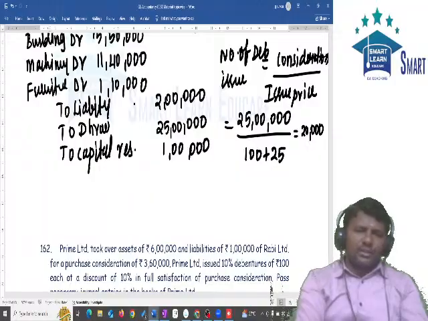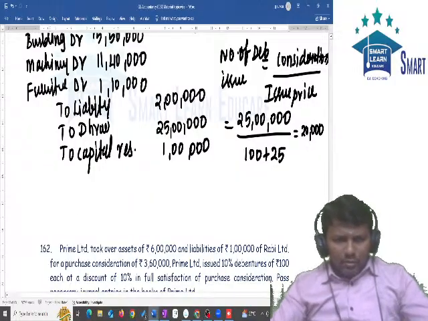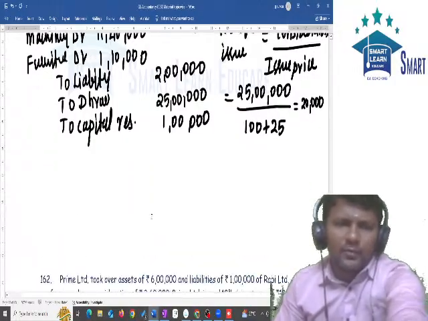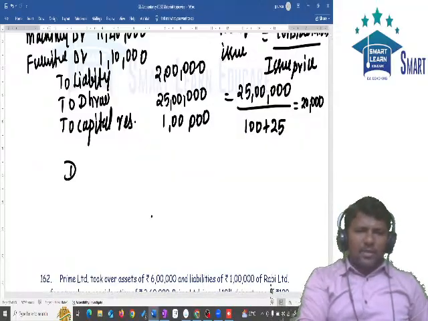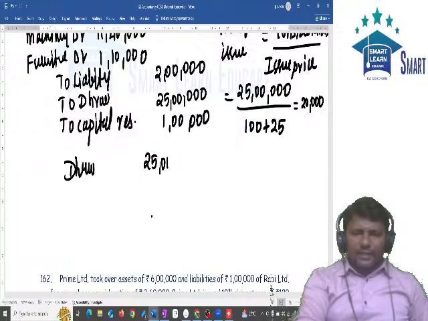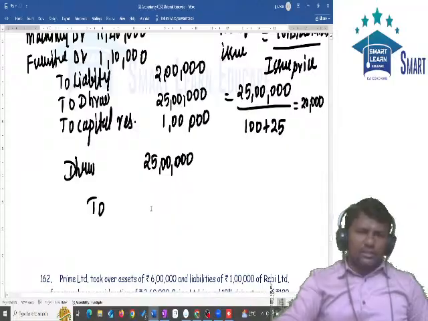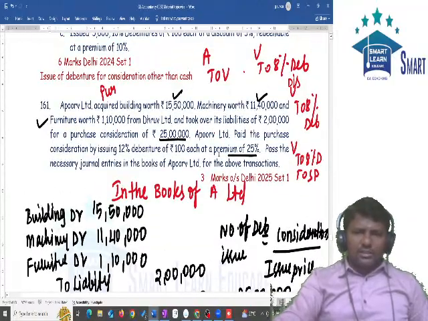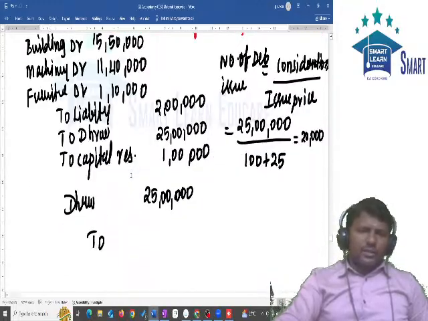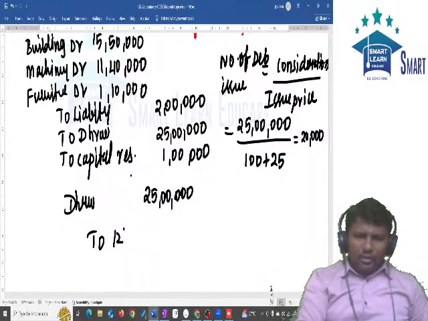Now we need to pass the payment entry. What is the payment entry? We need to make payment to Dhruv Limited. So Dhruv Limited account should be debited with 25 lakh. Here debentures are issued at a premium. What is the percentage of debenture we have here? It is issued at 12%. So Dhruv Limited account debit, to 12% debentures, to securities premium.